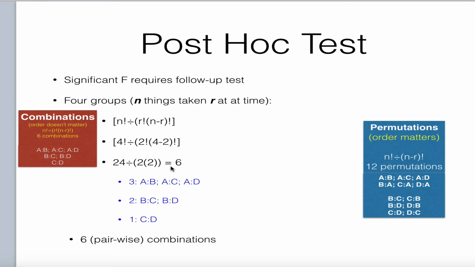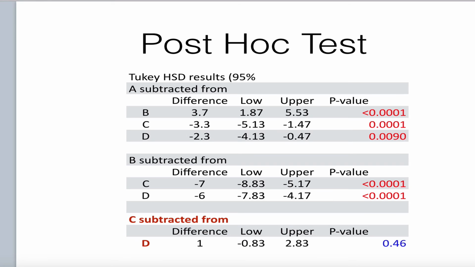Let's move to the post hoc test. So we determined that the F ratio was significant, and that only told us that at least one pair of those means are different. In a post hoc, we want to compute how many combinations. So there are two parts of probability that you've probably heard of. Those are called combinations and permutations. Combinations, the order doesn't matter. So what I mean here is if we subtract A from B, it's the same as subtracting B from A. So the order doesn't matter.